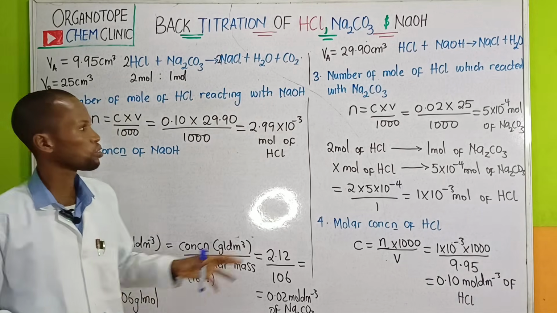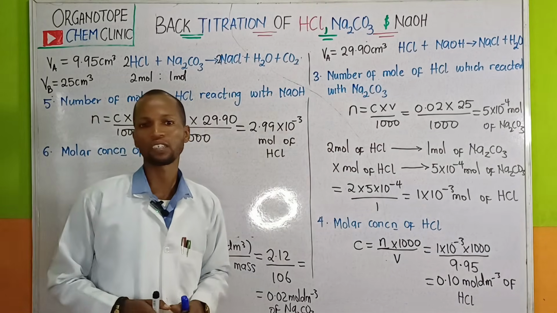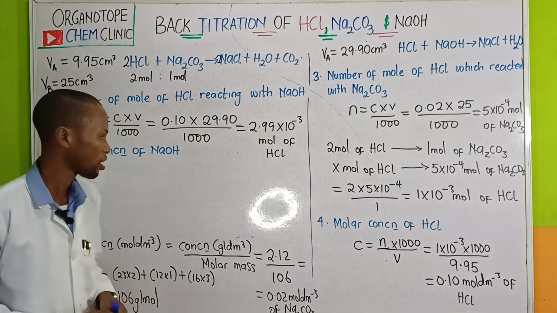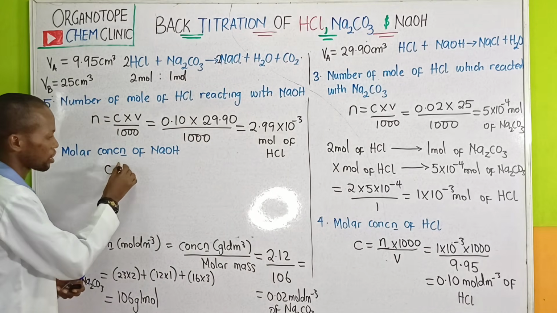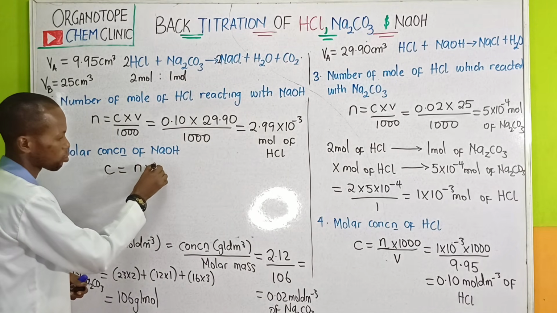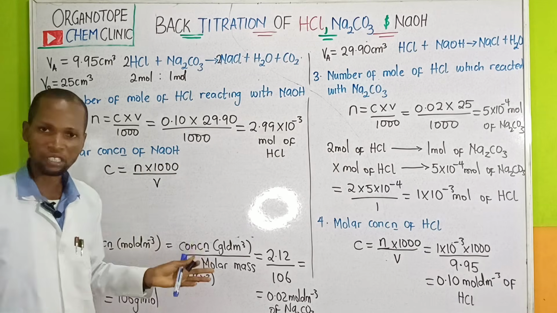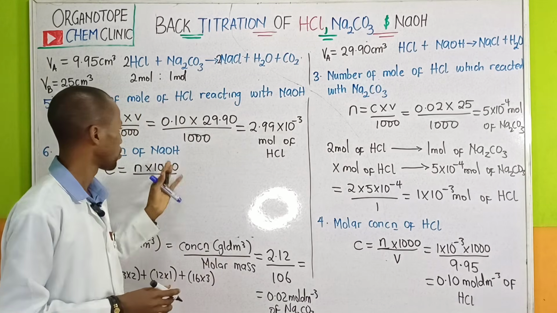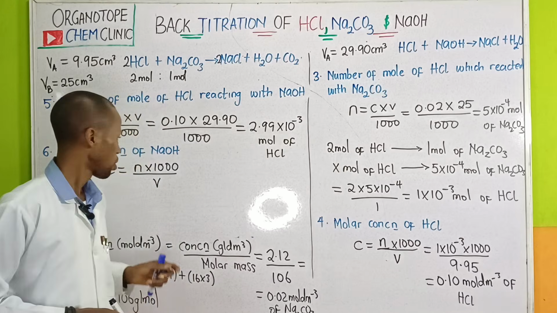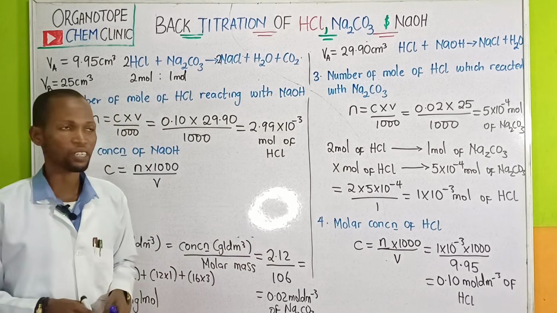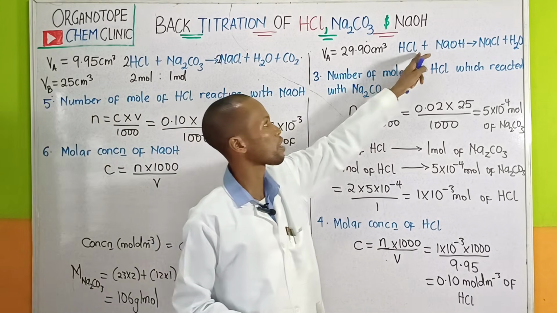We have to determine the molar concentration of sodium hydroxide. So we are expected to use this formula to determine the molar concentration of sodium hydroxide. So we have concentration equals number of mole times 1000 divided by volume. But do we know the number of mole of sodium hydroxide? No. In order to get the number of mole of sodium hydroxide, we need to consider this chemical equation right here.